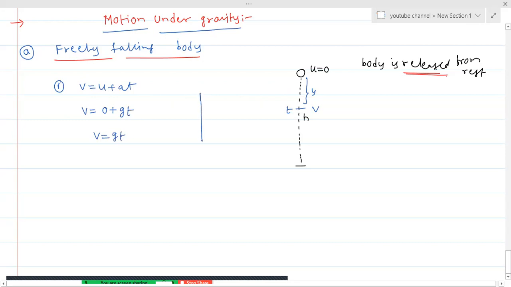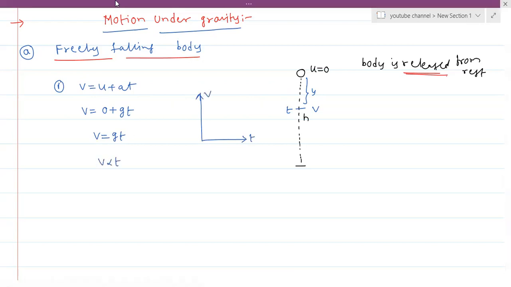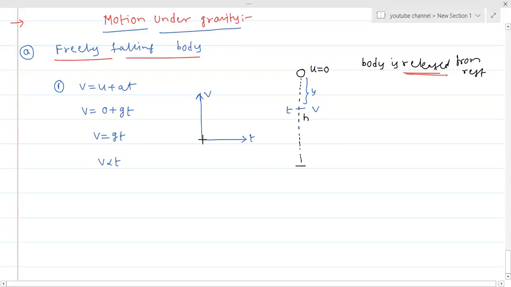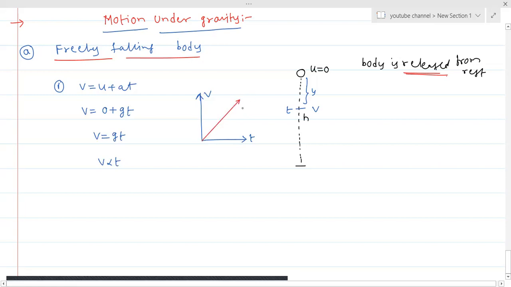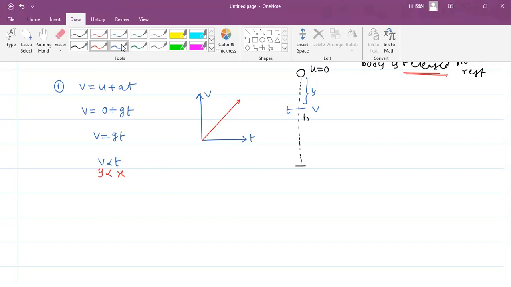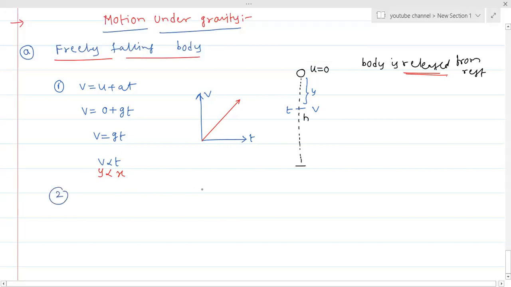Suppose you are interested to draw a graph between the time and the velocity. From this equation, it is clear that the y component is directly proportional to the x component. Because this is chosen as the y parameter and this is chosen as the x parameter, we are going to get a y proportional to x graph. So automatically this is a straight line passing through the origin. For example, this is the distance covered y in time t.